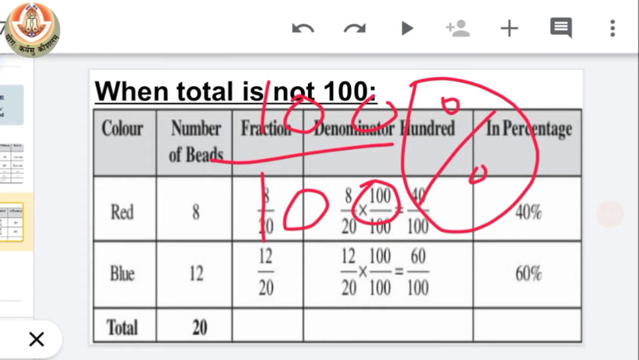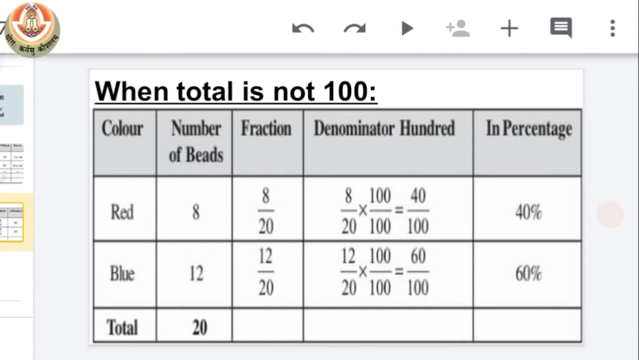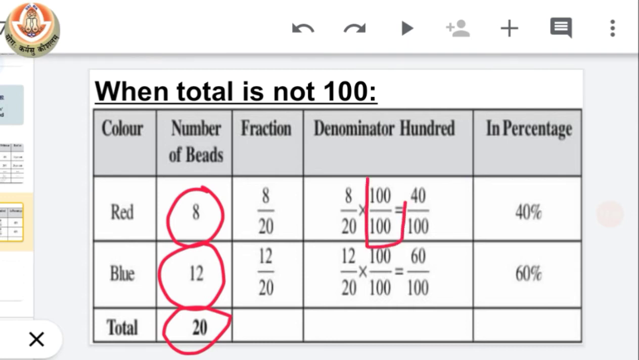Whenever we multiply anything by 100, it will be converted into percentage. So you can see here we have the number of beads, red and blue, and the total is 20. Now in this case the total is not 100. So we have to convert it into percent. We have to multiply it by 100 by 100. The total is 20 and the number of red beads is 8. So when we multiply 8 by 20 with 100 by 100, we get our answer, the percent of red beads.